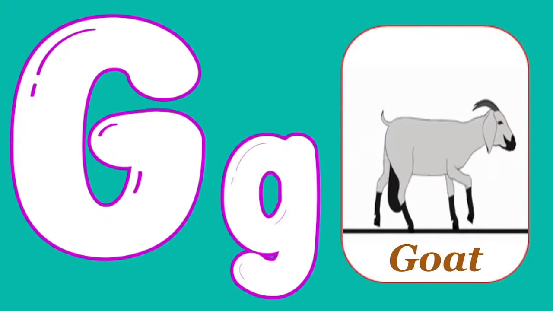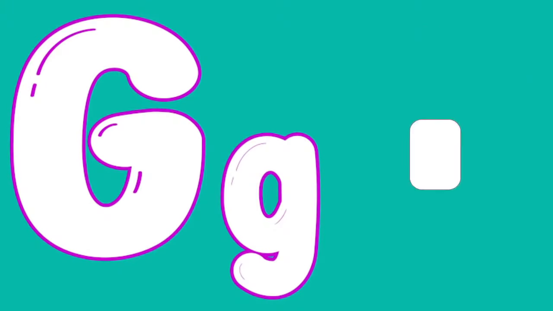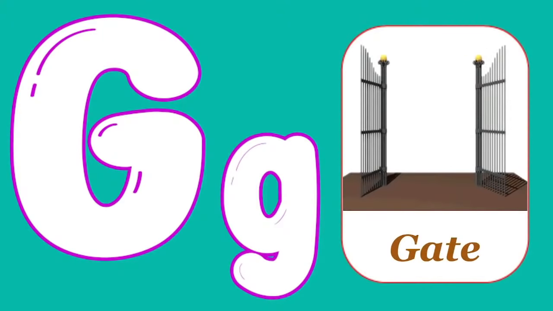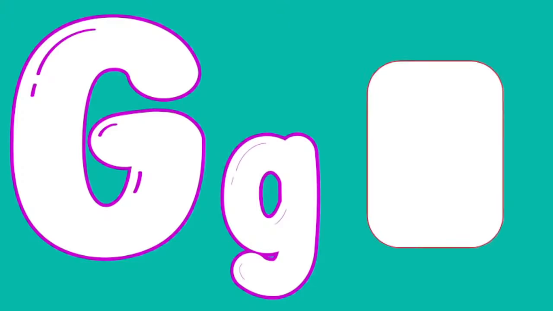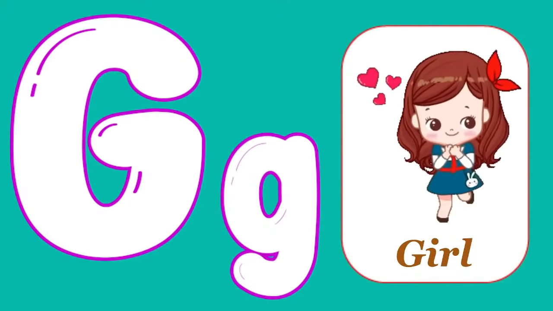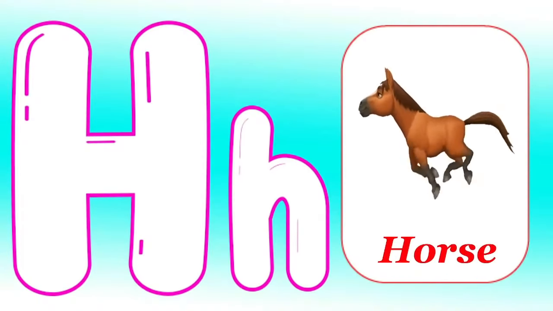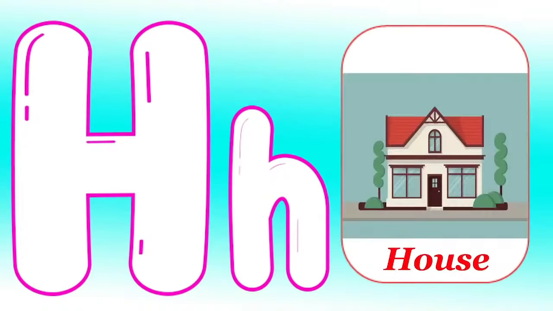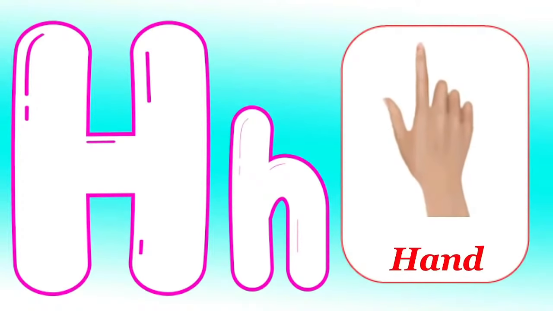G for goat. G for grapes. G for gate. G for gorilla. G for girl. H for cat. H for horse. H for hammer. H for house. H for hen.